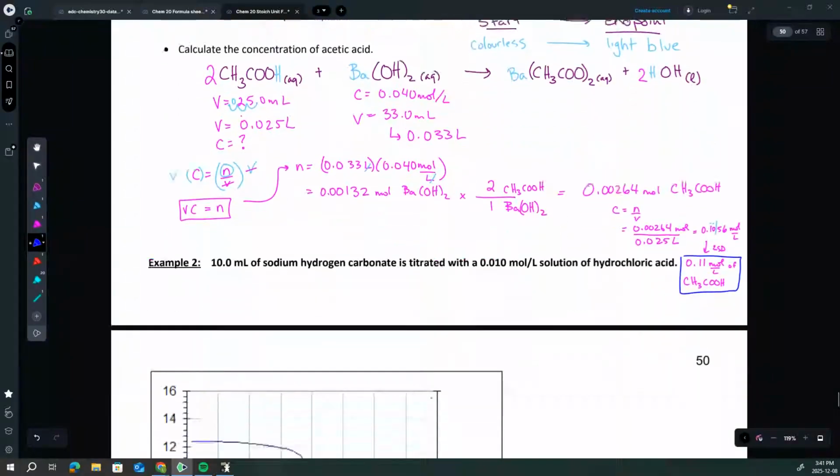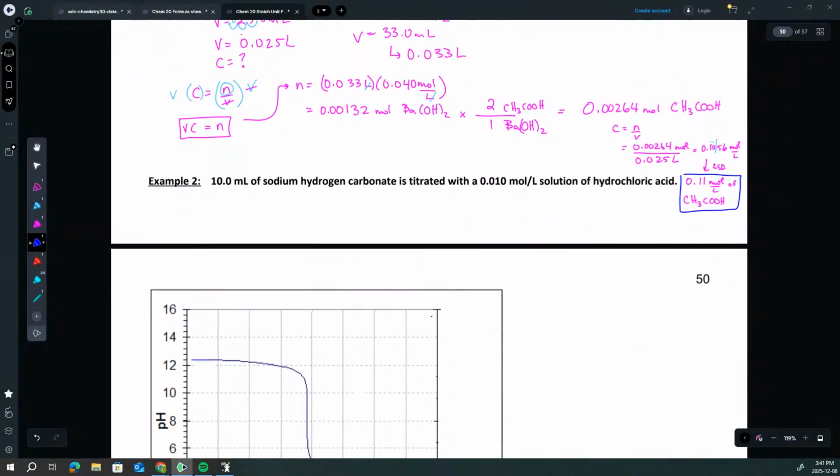Alright, so there's a little error in the notes here. This example is just supposed to be written on the next page, but that's okay.